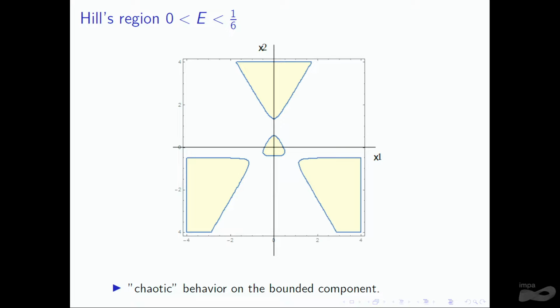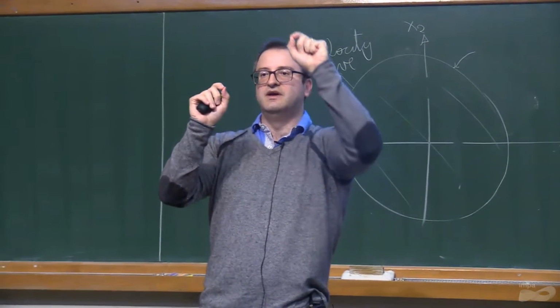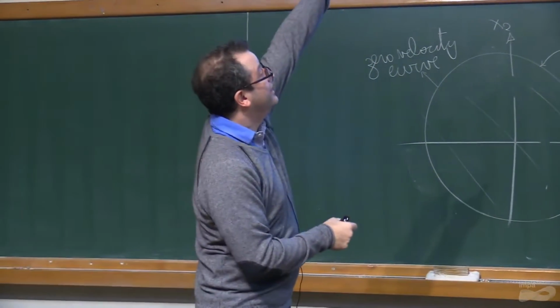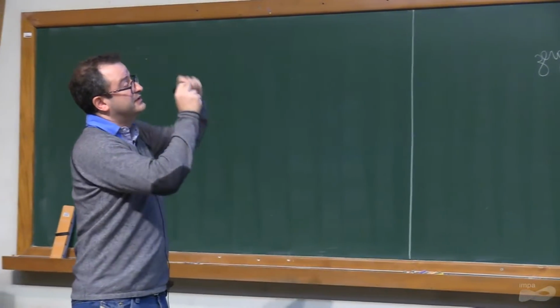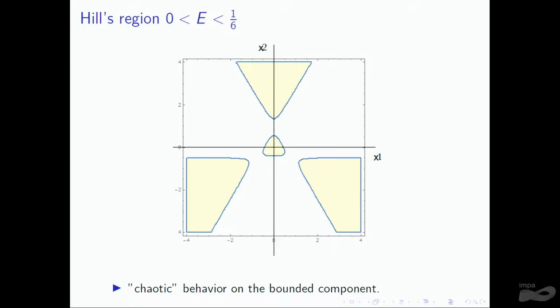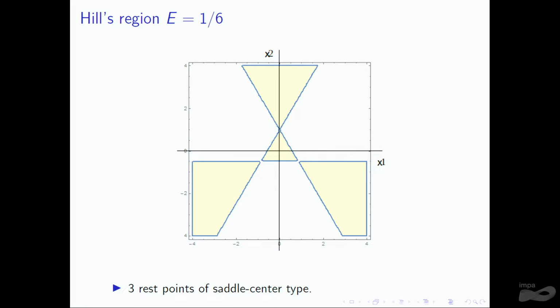Now, what happens when we increase the energy until 1 over 6? That small region increases, and then it touches the unbounded components. 1 over 6 is a critical value of the potential. So we have these 3 points where that bounded region touches the unbounded components, like in this picture here. Maybe it's not so clear, but here in this corner we have 3 critical points of saddle type. This is a rest point of the flow.